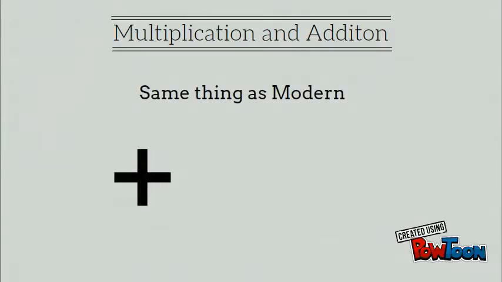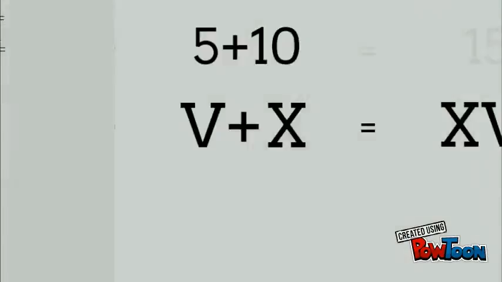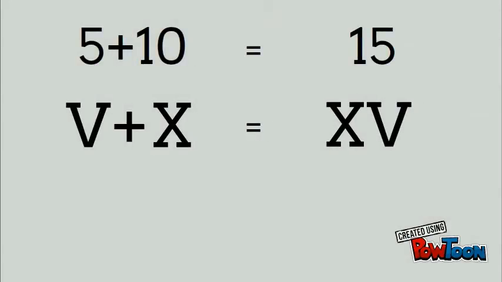Multiplication and addition are done in the same way as modern time as with the Roman numerals. All you have to do is add them together or multiply them together and then put your answer in Roman numerals. X plus V would be the same as 5 plus 10. So 5 plus 10 equals 15. So that means that X plus V is equal to XV, which is the same thing as 15.